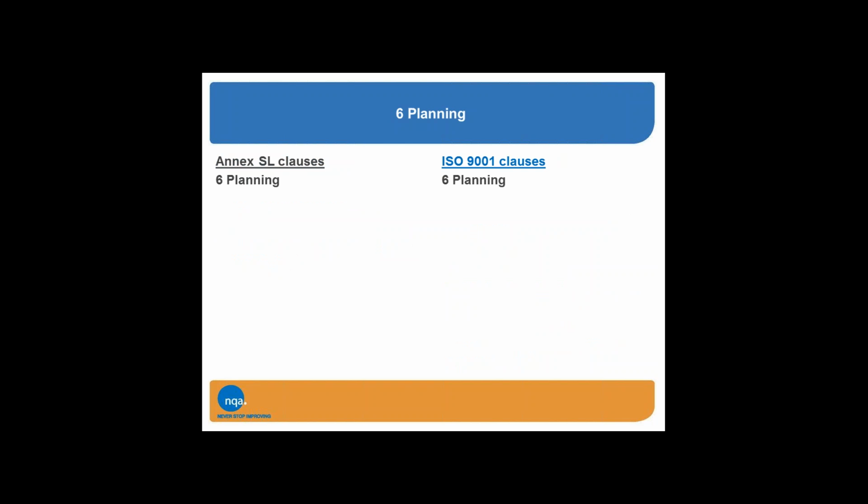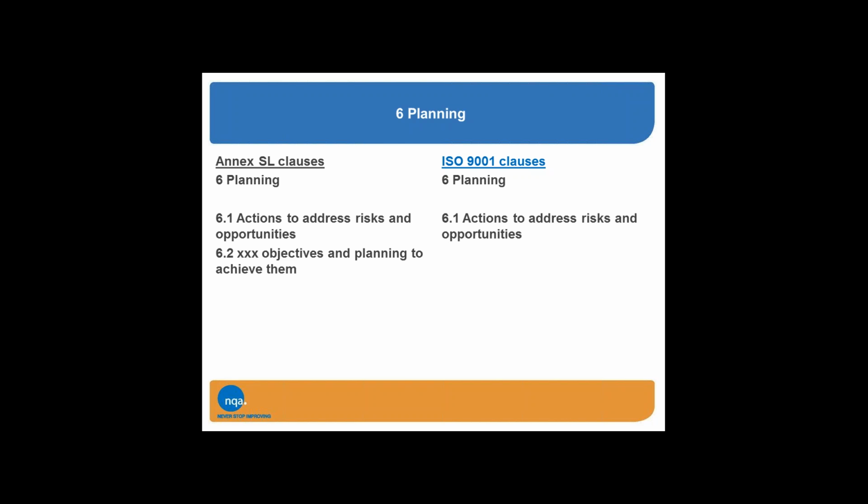Moving on now to the planning clause of both Annex SL and 9001. We have 6.1, actions to address risks and opportunities, and indeed this is a generic requirement and it's reproduced in 9001. Then we have objectives and planning to achieve them, and not surprisingly in 9001 we also have requirements for objectives and planning to achieve them, but in this case they are quality objectives.